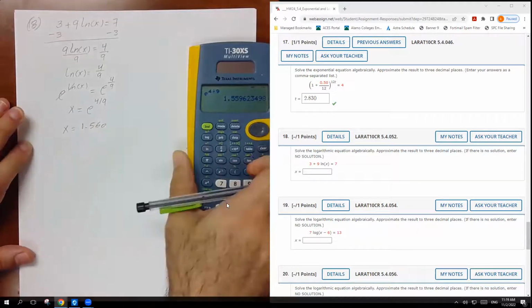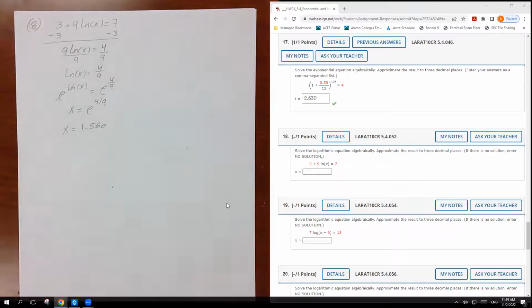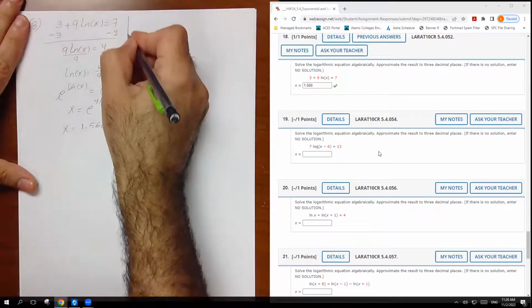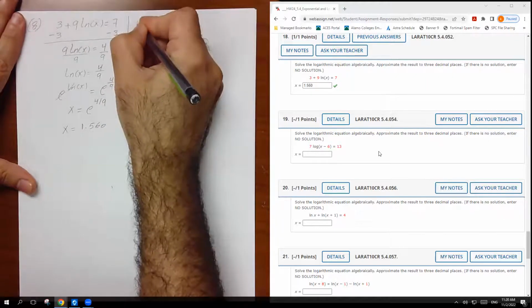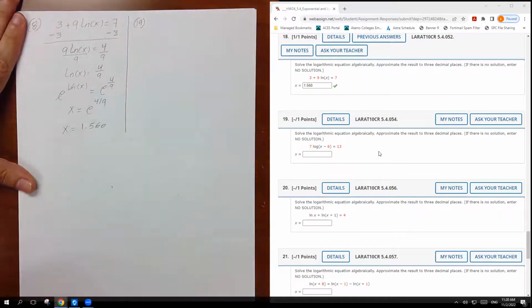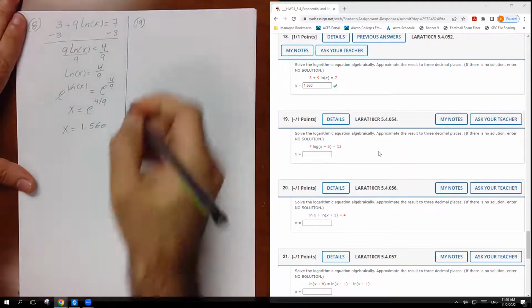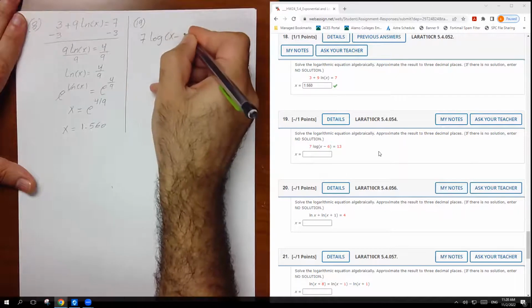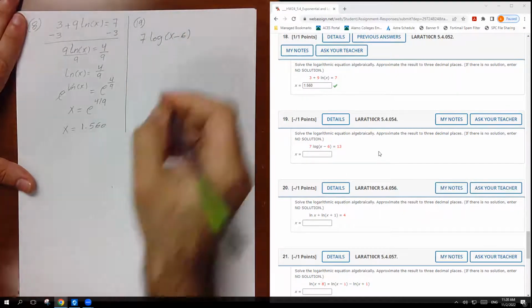That's it for this example. We're going to type here 1.560. We got it right. Let's go to example 19. Example 19, we have 7 log x minus 6 equal 13.